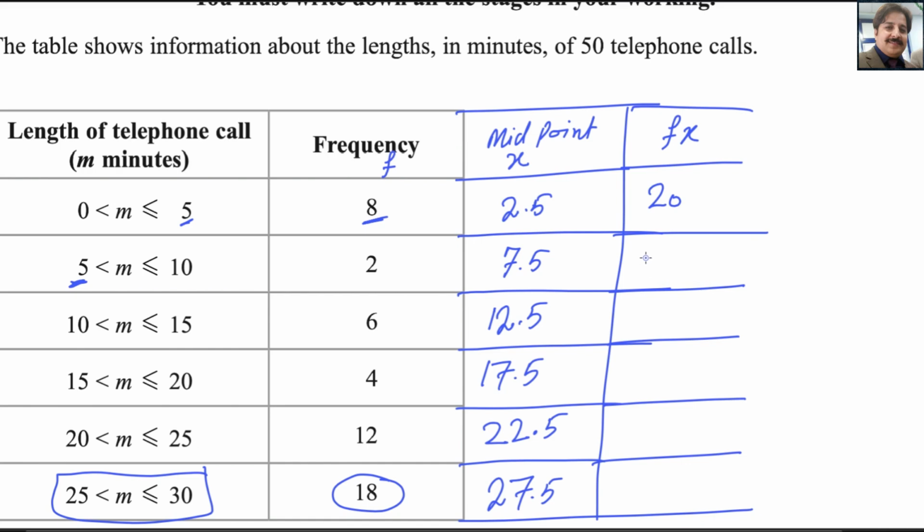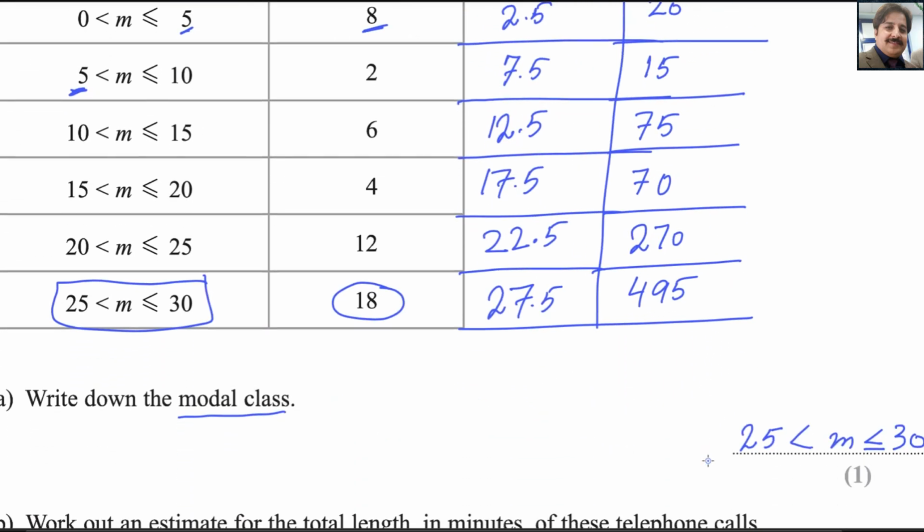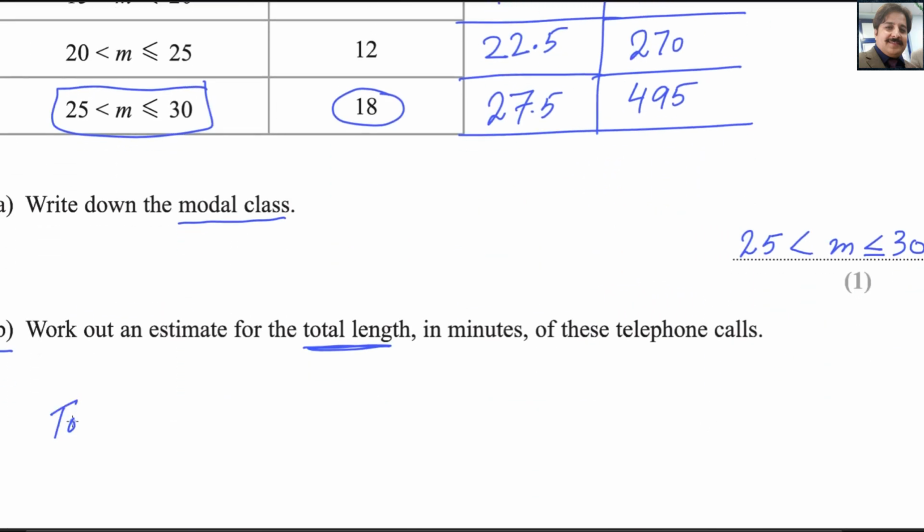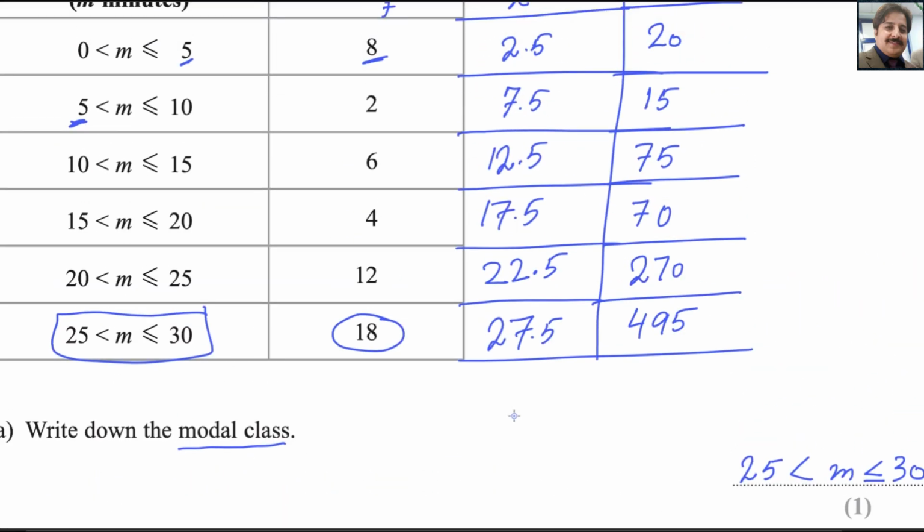If you multiply them, you get here the answer 20. Then 2 multiplied by 7.5 is 15, and 12.5 multiplied by 6 gives you 75. And then 17.5 multiplied by 4 is 70. And 22.5 multiplied by 12 is 270. And here 27.5 multiplied by 18 will be 495. Now to find the total length of the calls, you will add up all these times.